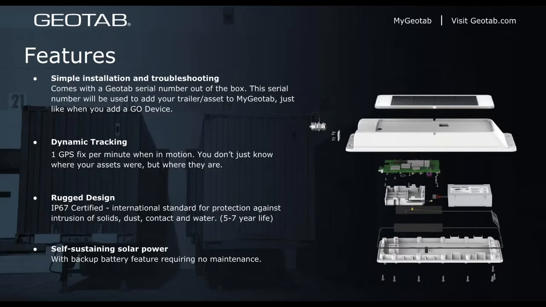The tracking portion of this device is built to be dynamic, and what that means is when the device is on the move, it's going to grab GPS locations at a 1-minute interval, and it's going to report those to the database every 10 minutes. So every 10 minutes, you're going to find out where it's been for the last 10 minutes, and you're going to be able to constantly understand where it's at on the move.